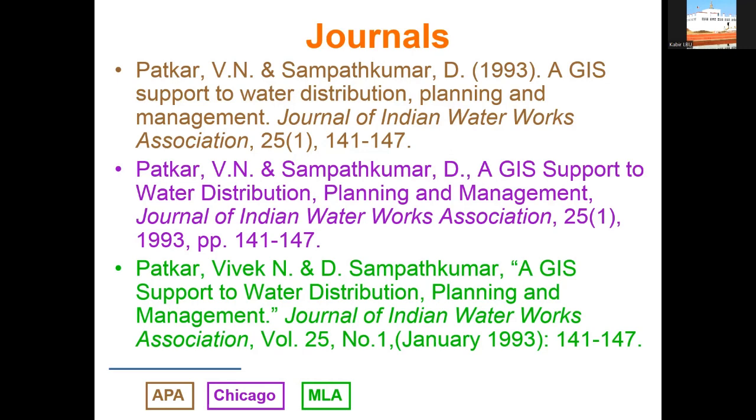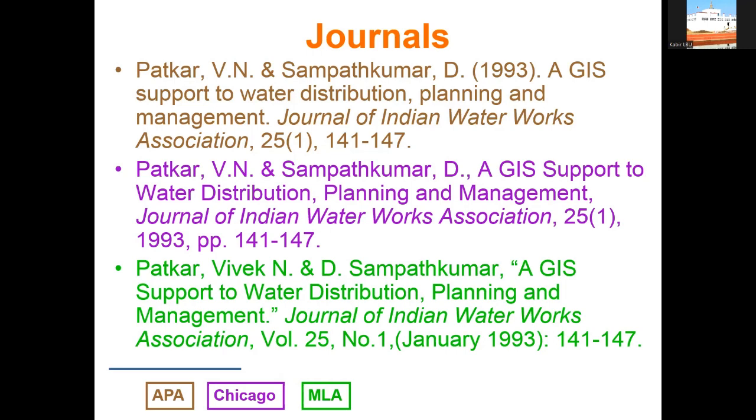Again, the second, that is the Chicago manual. If you see, Patkar BN, Sampath Kumar D. Then here see the title of the paper: the first letter of each word has a capital letter. A GIS Support to Water Distribution Planning and Management. Then the name of the Journal of Indian Water Works Association, the volume, and which issue, the first issue, 1993. So here the publication year has been given after the volume number. And then the page numbers from 141 to 147. So see the difference: in the APA system, we are not putting pp, that is the pages, but here there is a page number with pp, it shows Chicago manual.